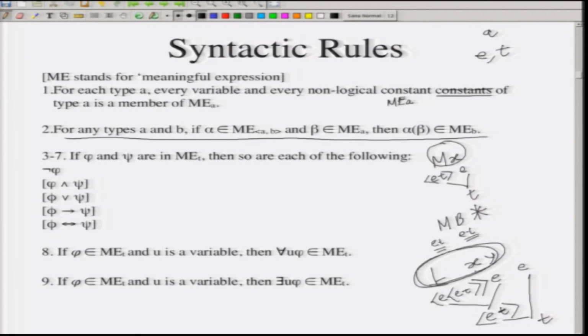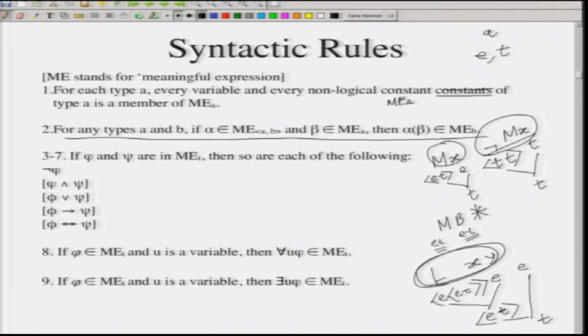We just read this rule again. For any types A and B, if alpha belongs to ME, that is meaningful expression AB, and beta to MEA, then alpha beta, that is alpha has taken beta as an argument, that expression then belongs to MEB. We understand how that happens. We have seen examples of that, and also we can see some T type example. For example, this is a T to T type operator, and this is a T type operator. When they unite, this construction, neg mx, gets the type T. So this is the general rule that will cover all these levels and constructions.